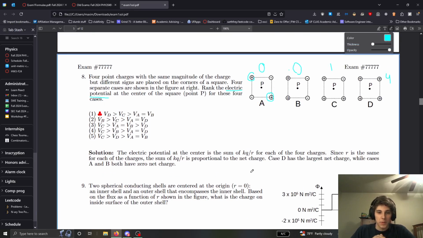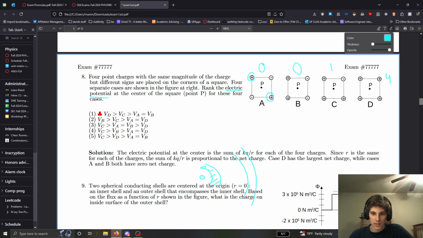Okay, spherical conducting shells centered at the origin. So based on the flux, what is the charge on the inside surface of the outer shell? Okay, so what we can observe here, remember that we'll have two shells. There's one, there's the other, right? Inside is just going to be 0. There's no point that's changing that. And inside the actual shell, since they're conducting, the field's also always 0.